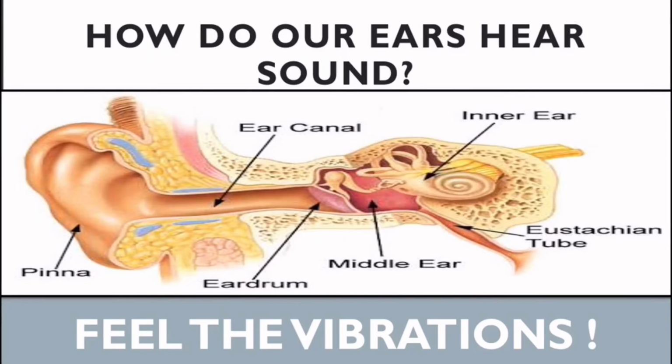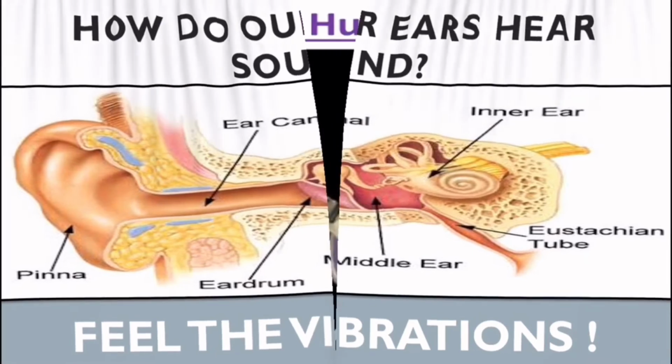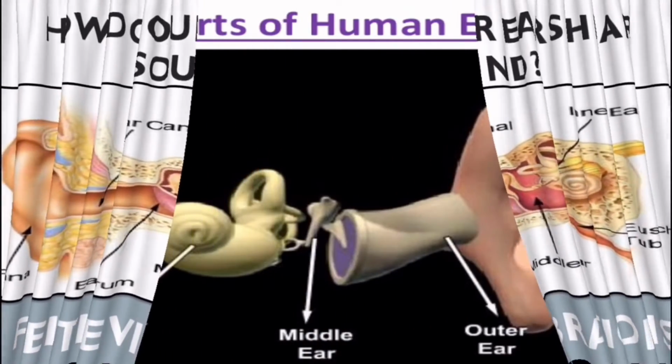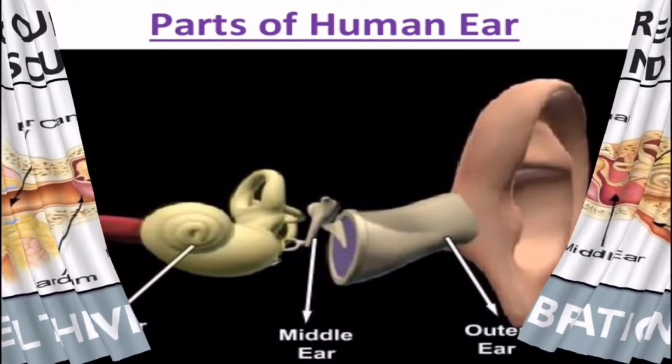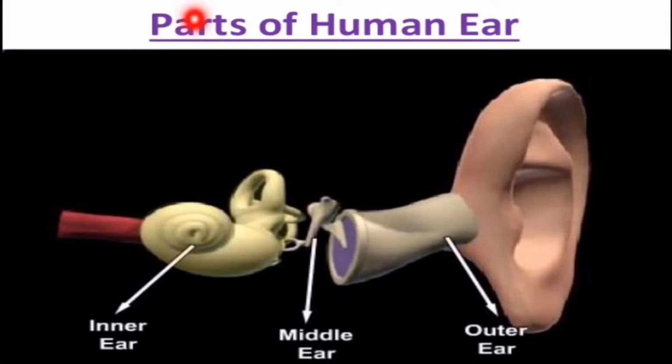The topic that we are going to discuss is how do our ears hear sound. So we are going to discuss it. Start feeling the vibrations. Parts of the human ear. Basically, we are going to discuss the three parts of the human ear. That is, first is outer ear, second is middle ear, and third is inner ear.